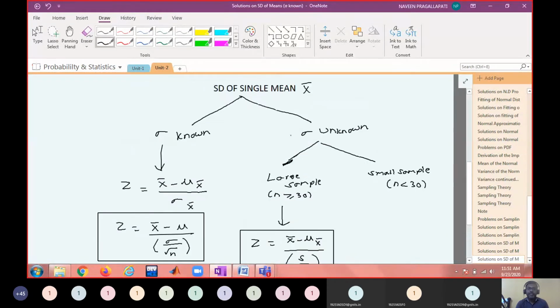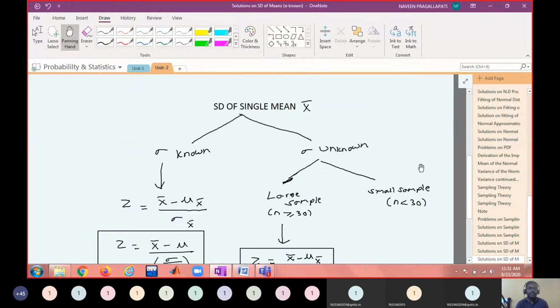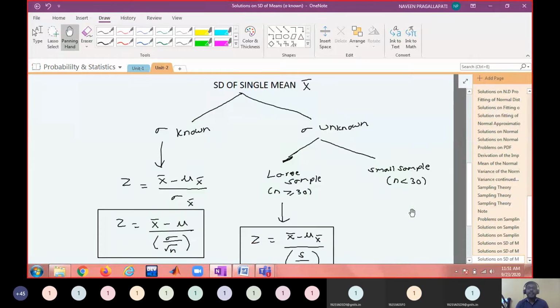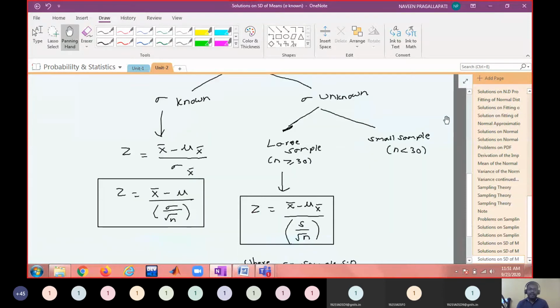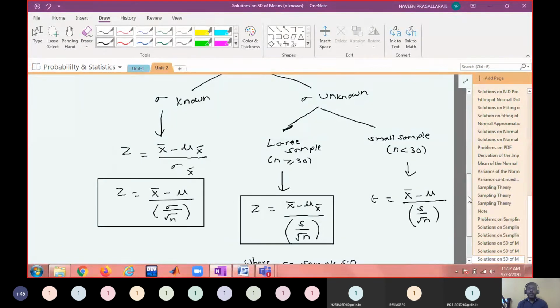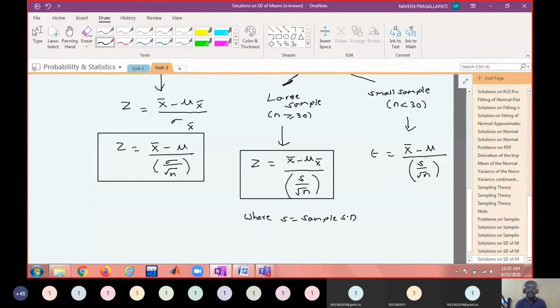Whenever sigma is unknown but the sample is a small sample, then we should not use Z. We should take T. There is a variable called T. Z is a random variable, and T is also a random variable, defined like this: x bar minus mu by s by root n. So this is a random variable.